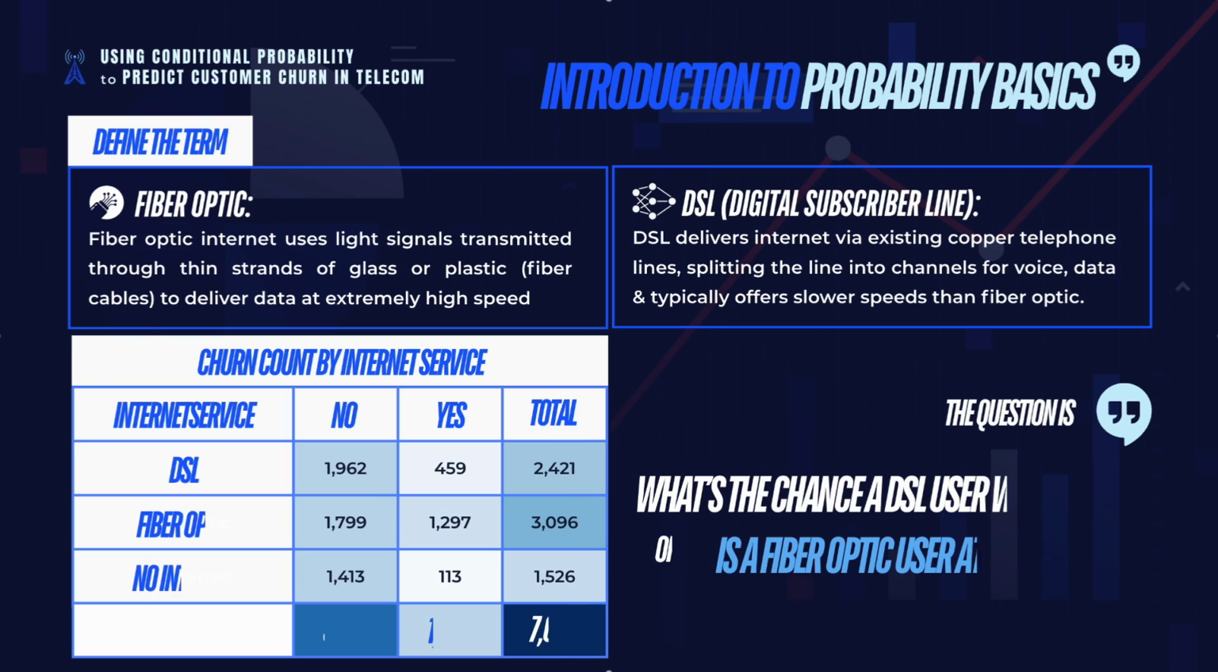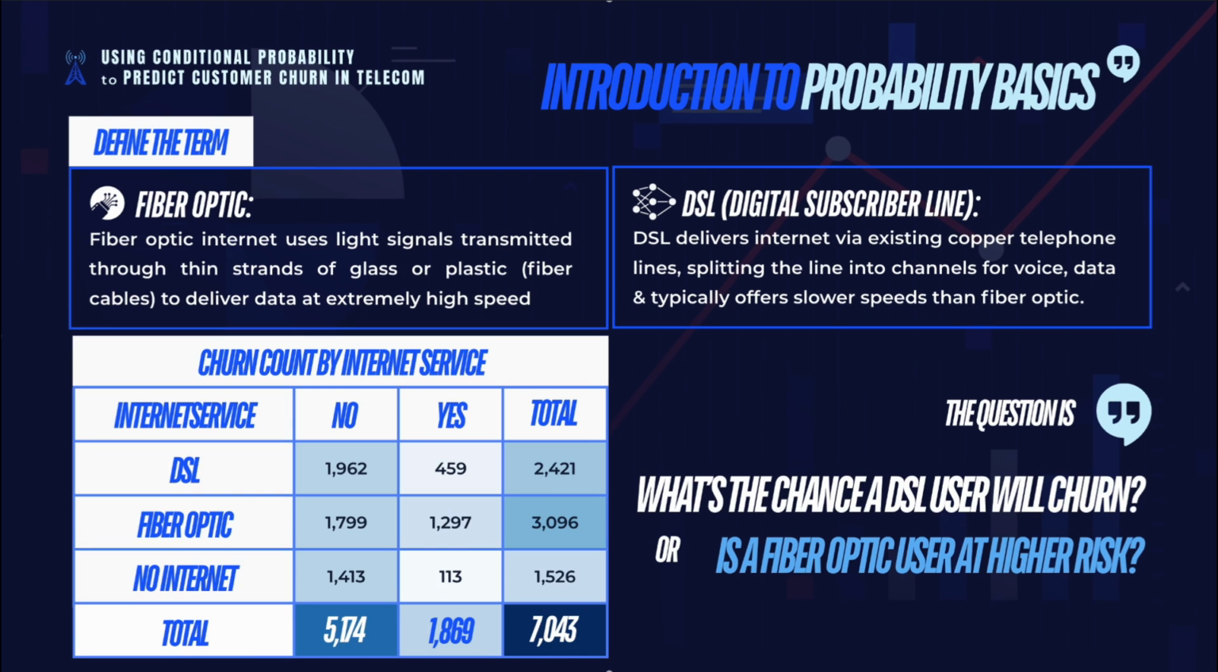All right. So from the table I created in the Jupyter notebook before, I'll define some terms first. So what is fiber optic? Fiber optic internet uses light signals transmitted through thin strings of glass or plastic to deliver data at extremely high speed. And DSL, which is digital subscriber line, delivers internet via existing copper telephone lines, splitting the line into channels for voice and data, and typically it is slower than fiber optic, right?